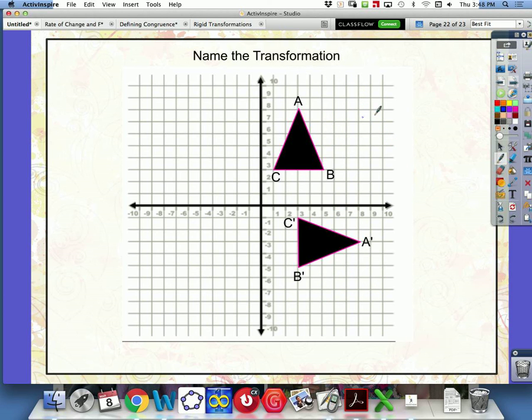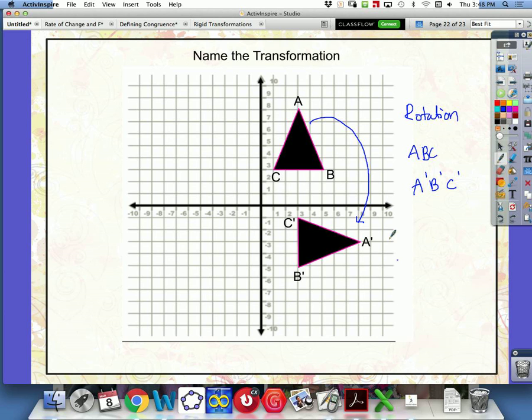And the last one we have for now, this is if we look, my shape has now turned. So this is a rotation because the shape turned from how it looked originally. So we would say triangle ABC rotated to triangle A dash, B dash, C dash.